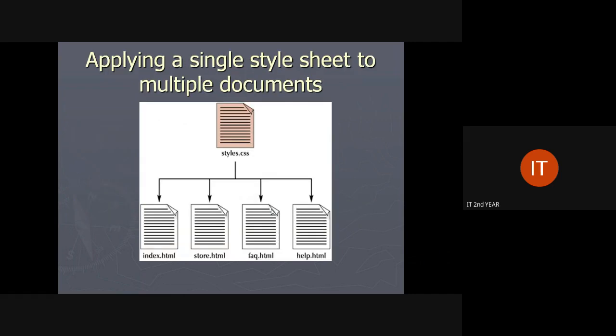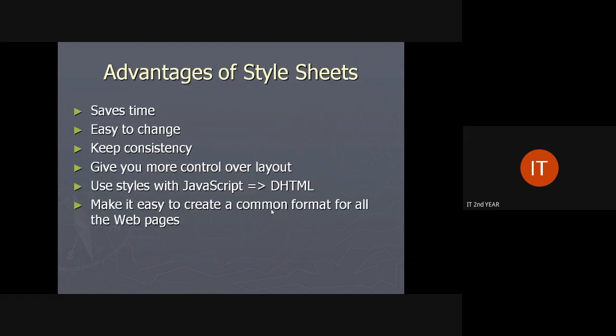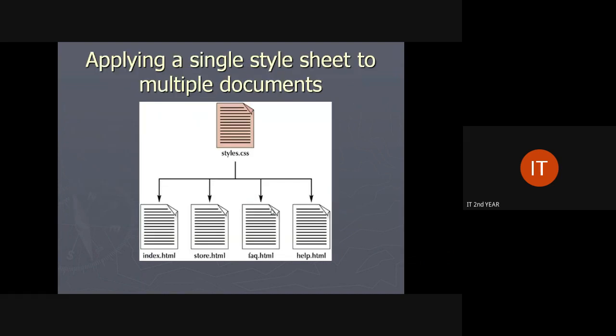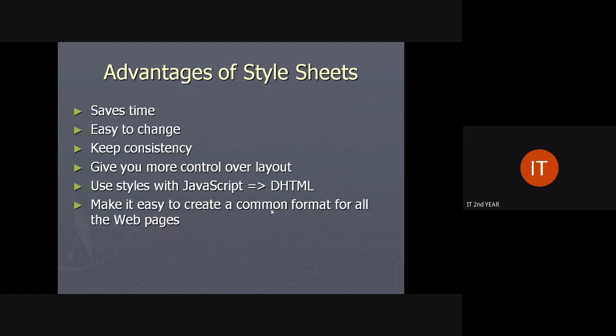Easy to change means if you are making any modifications in the font in 100 HTML documents, then in a single CSS, if you make any change in the font size, it will be reflected in all the HTML documents. Keep consistency means the changes reflected in the CSS will be applied to all the HTML documents. It will be the same. So it keeps the consistency.